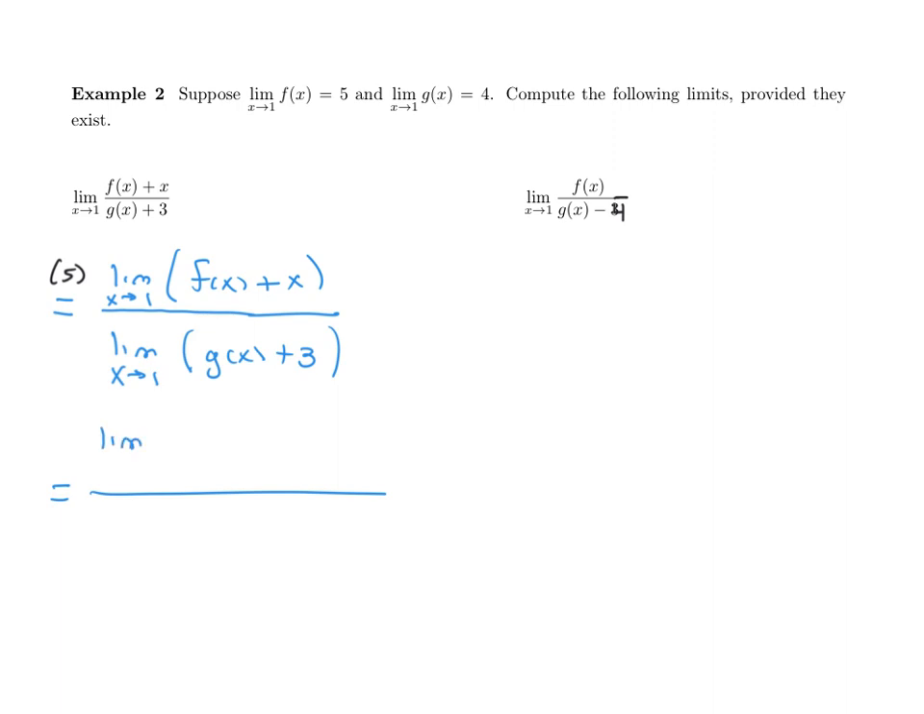This is equal to the limit as x approaches 1 of f of x, plus the limit as x approaches 1 of just x. And we can do the same thing in the denominator. There's a sum, and we can split this up as the limit as x approaches 1 of g of x, plus the limit as x approaches 1 of just the number 3. So here we actually just use the first limit law, and we use that a total of 2 times.